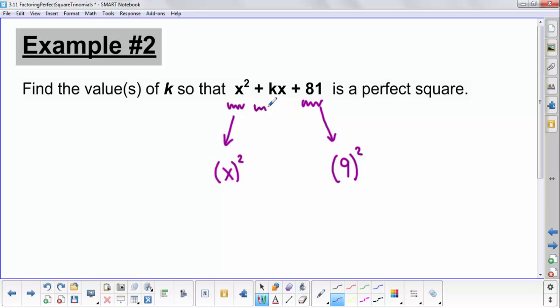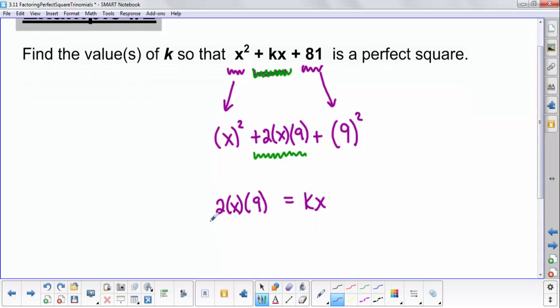And then for the middle term, to verify, that middle term had to be 2 times the square root of the first term times the square root of the last term. So essentially what we're saying is that 2 times x times 9 is going to be equal to this middle term, kx. Okay, well on the left side here, what we really have is 18x is equal to kx. And so if we're just looking for k, well then k must be equal to 18.